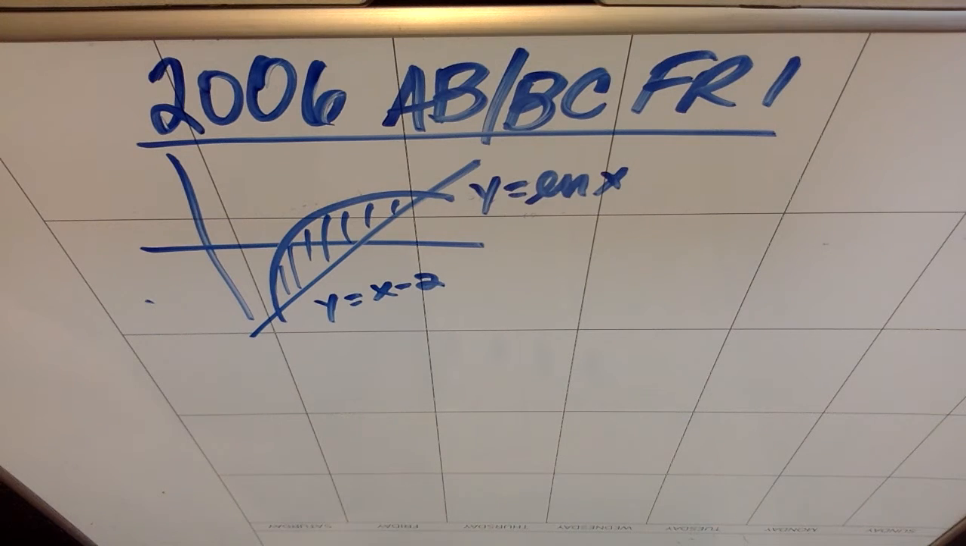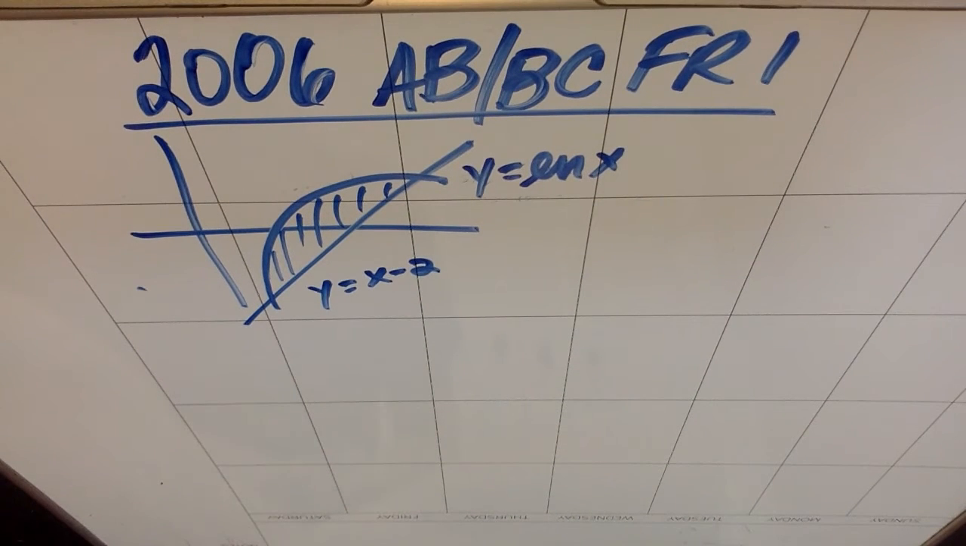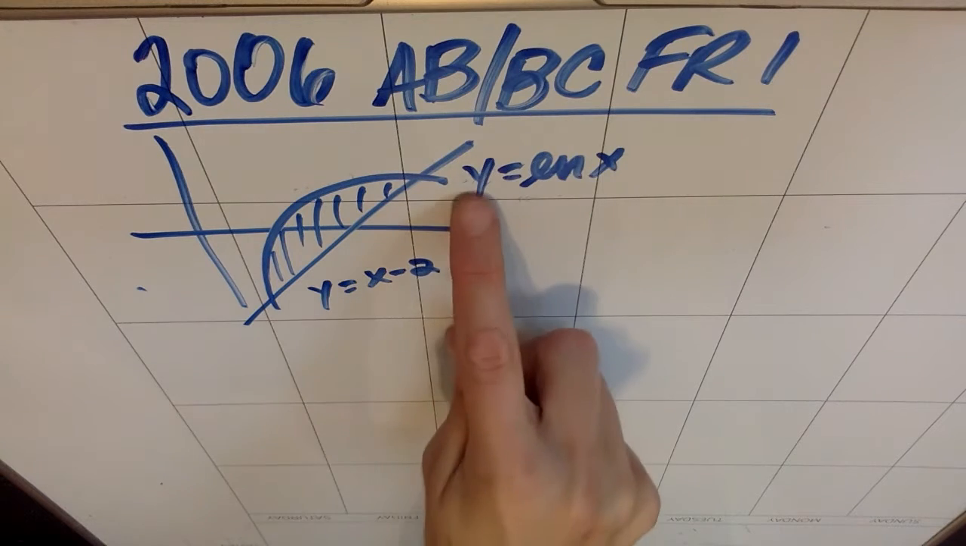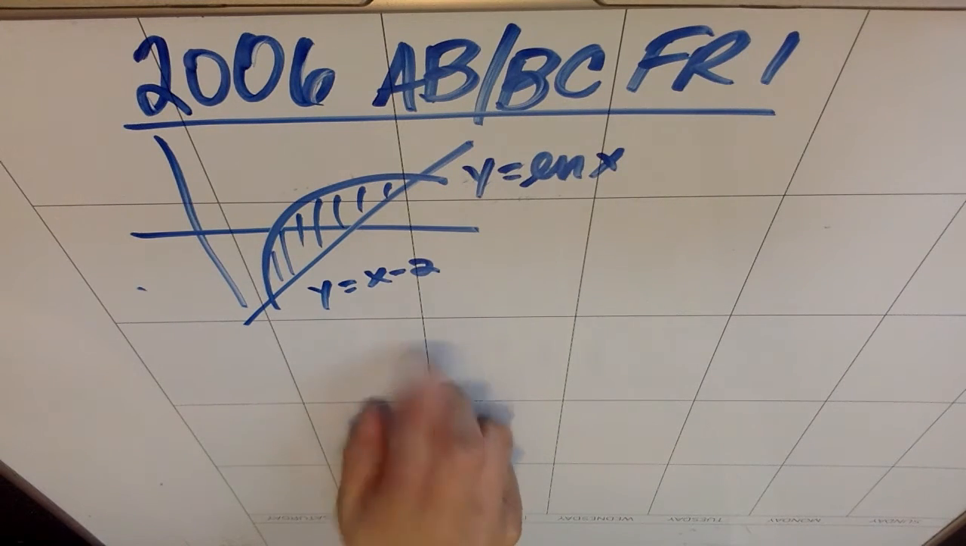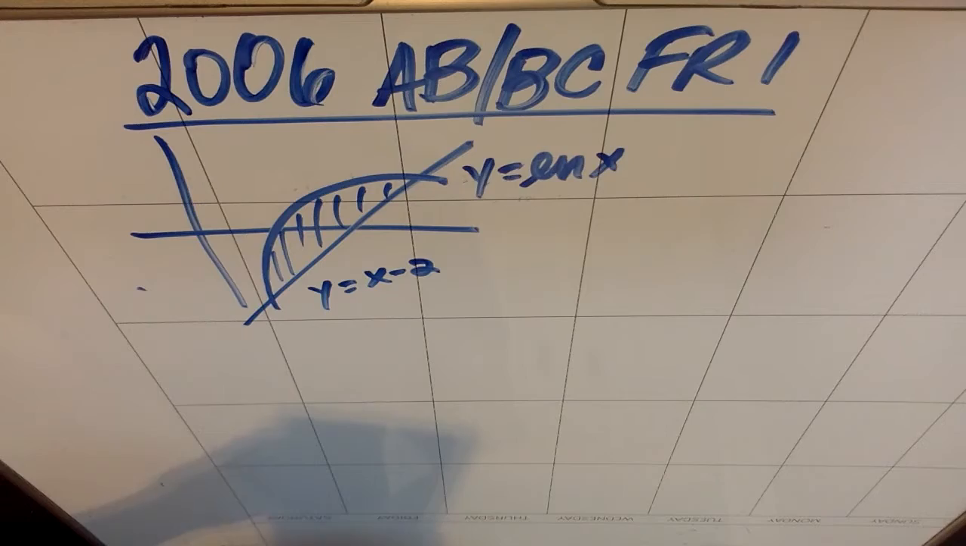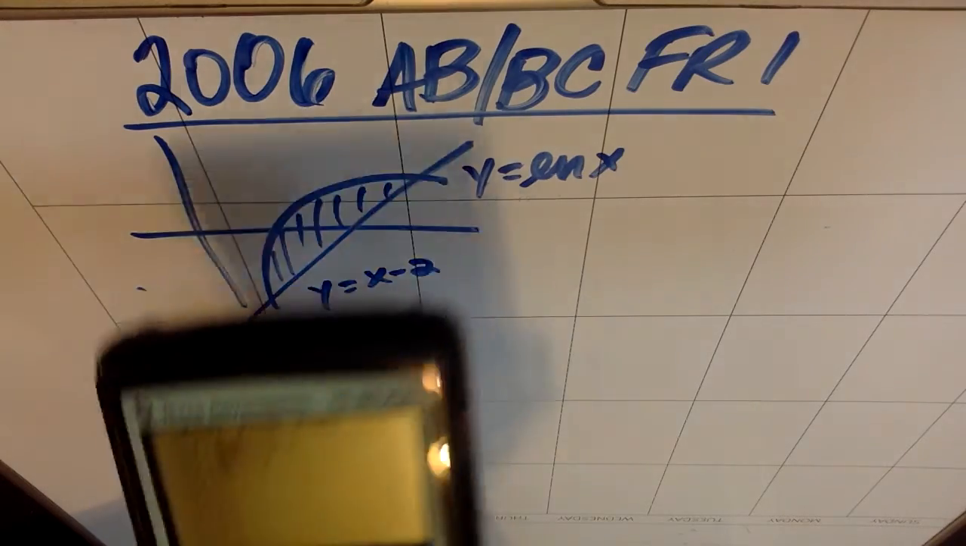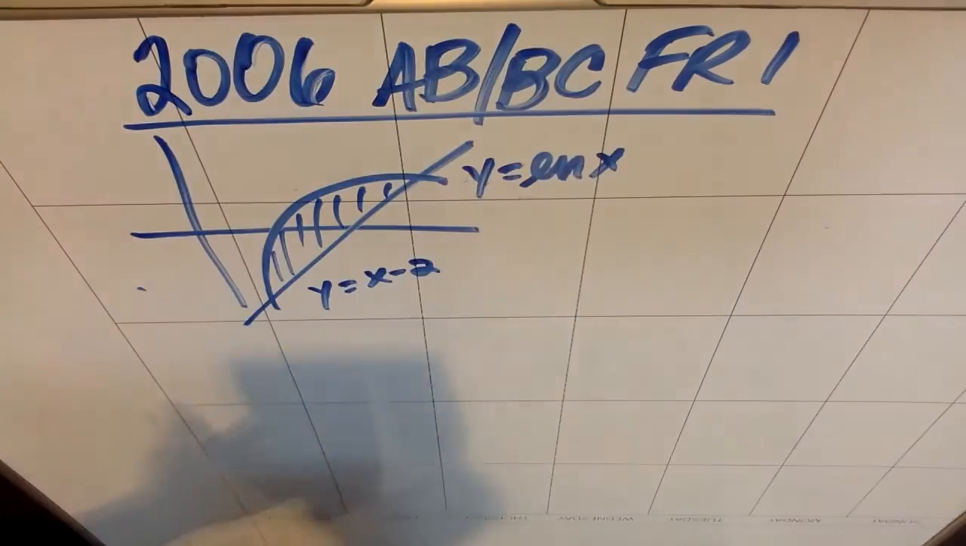We're doing more AP review. This is 2006 AB-BC free response 1. This is a calculator problem. Let R be the shaded region bounded by the graph y equals the natural log of x and y equals x minus 2. So first thing I would do is put them in your calculator as y1 and y2.